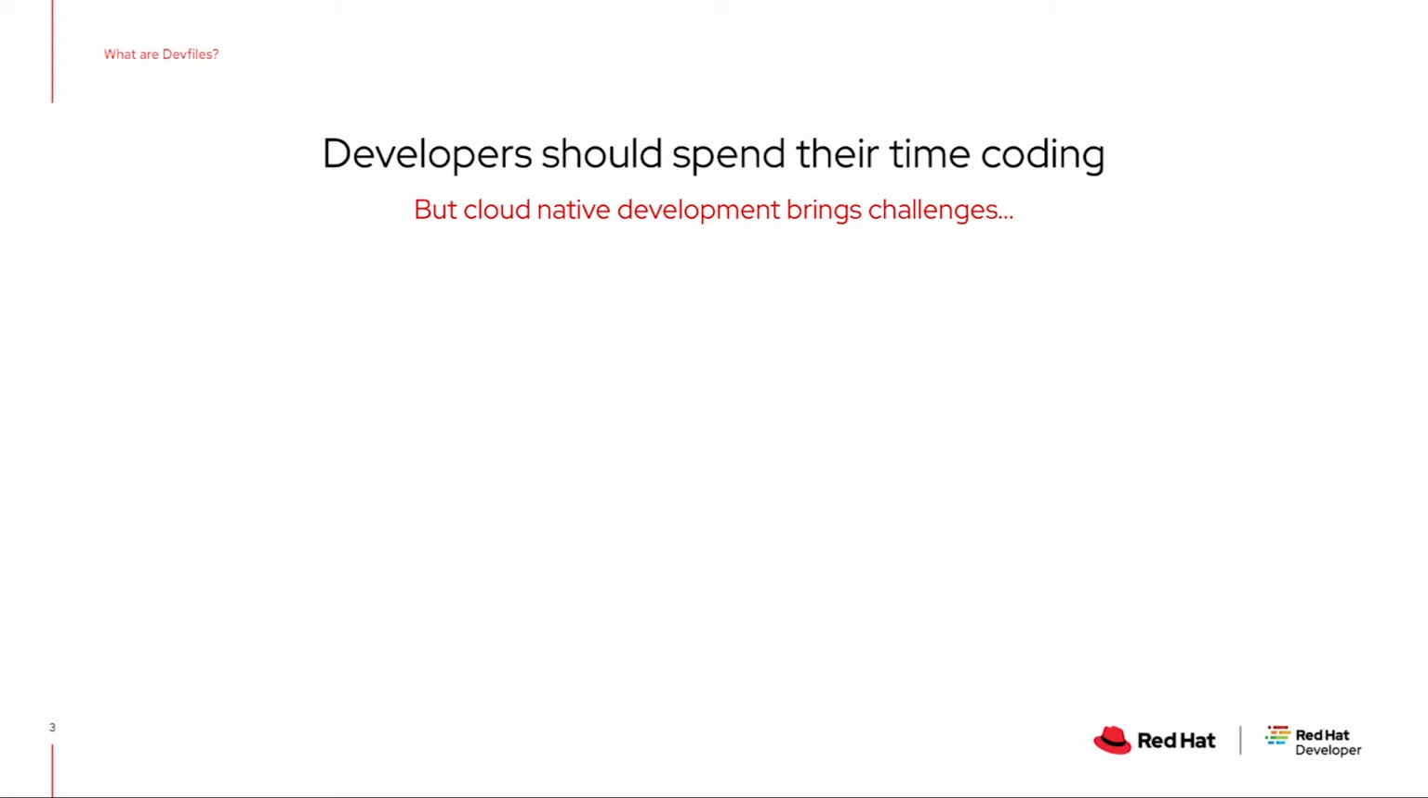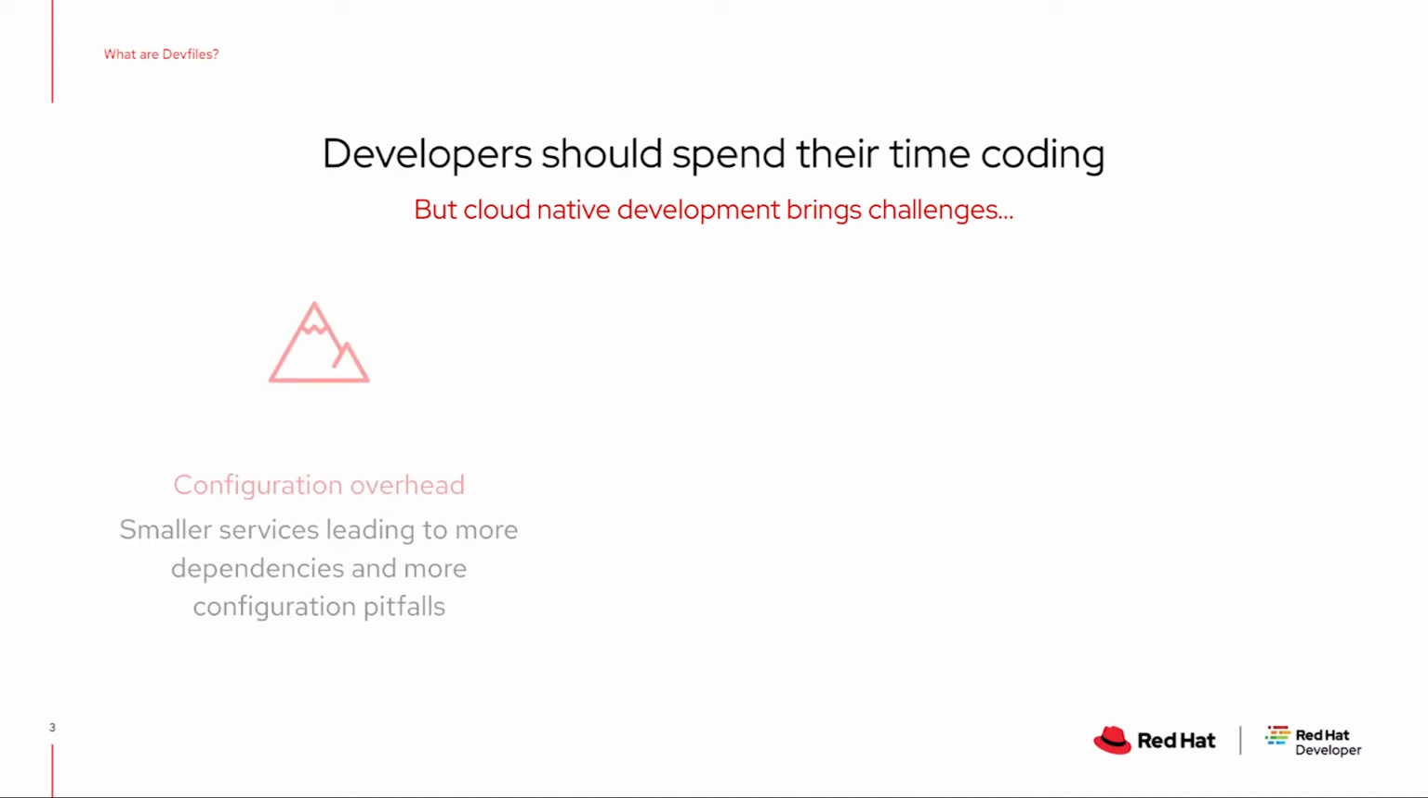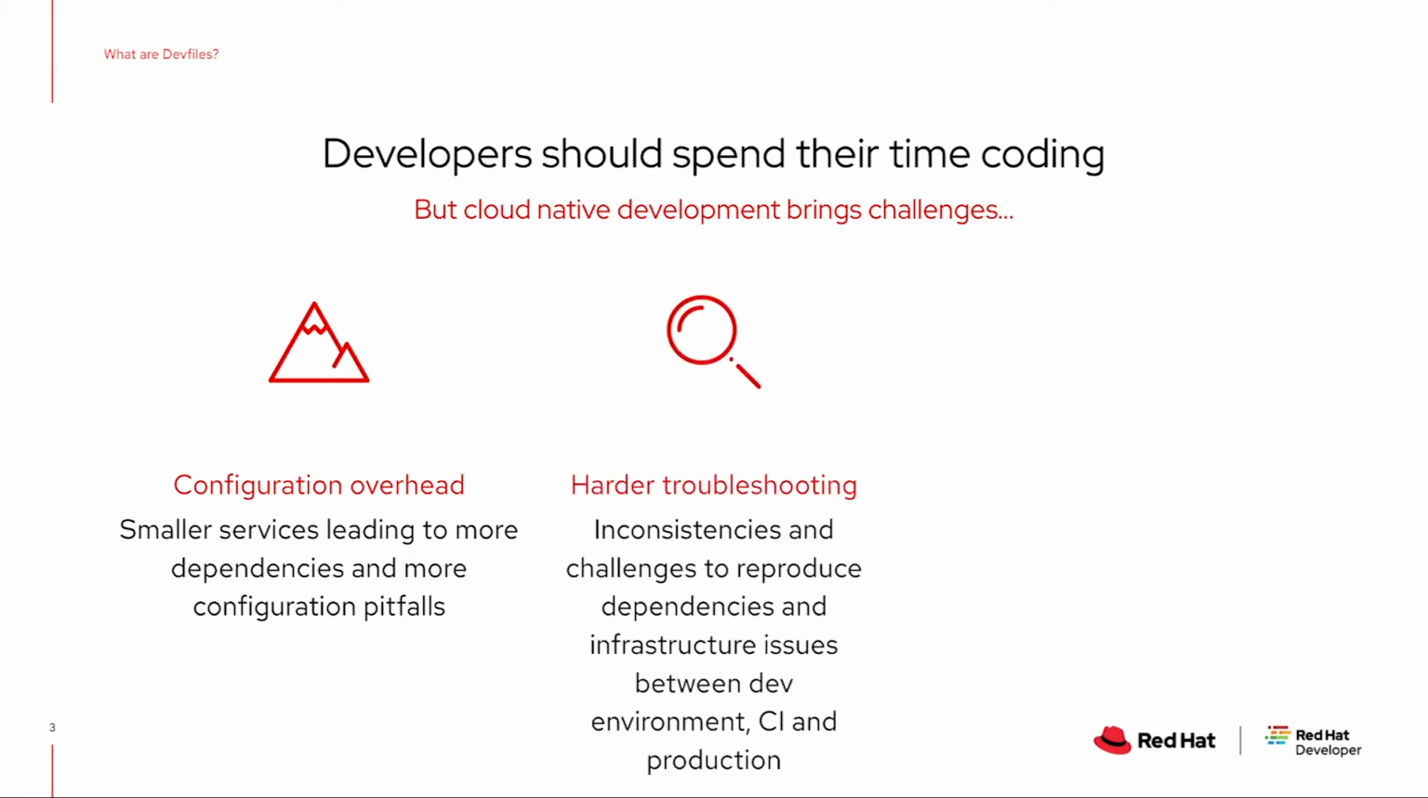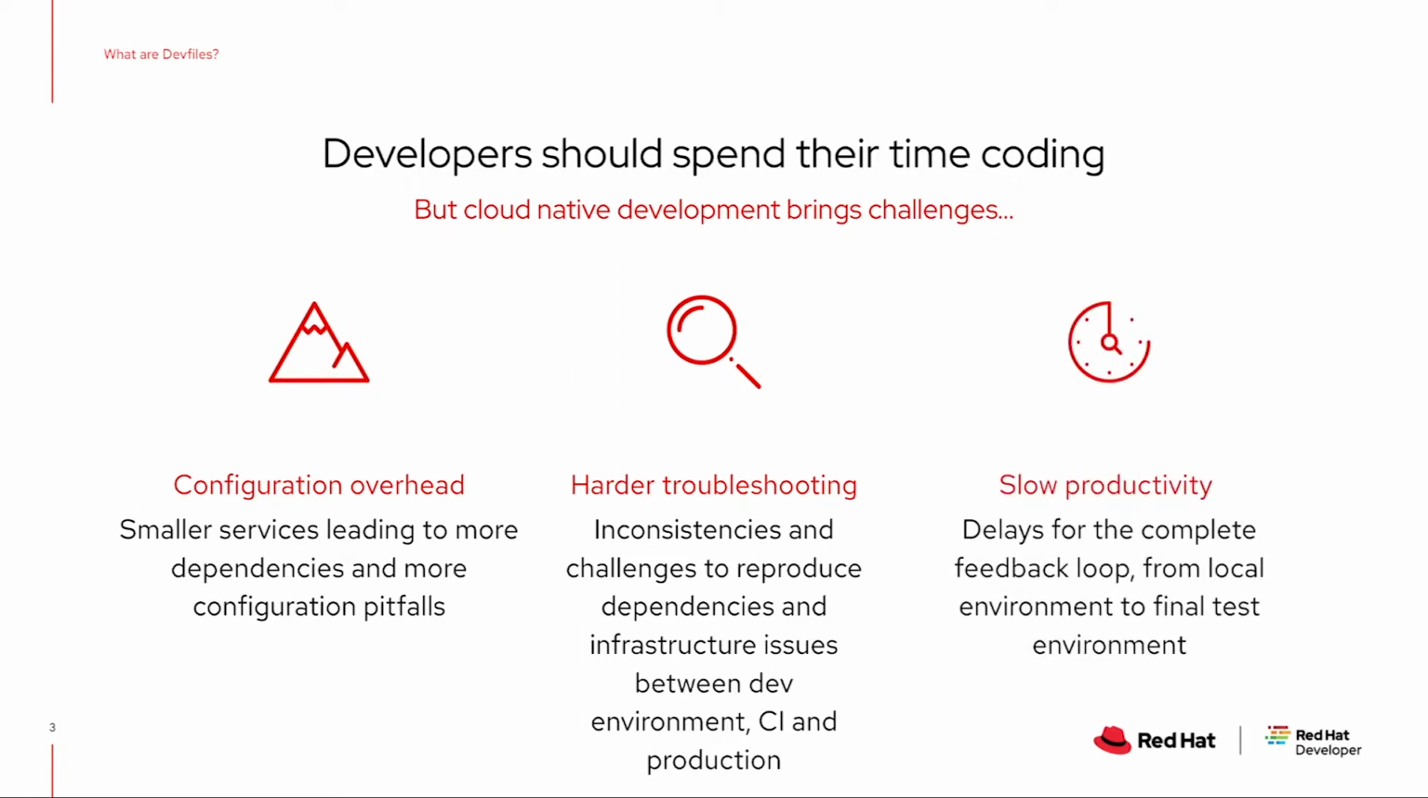So why is it complex? Breaking down typical monolithic applications into smaller microservices introduces configuration overhead to declare dependencies, and more configuration is involved. It is also harder to troubleshoot due to inconsistent setup and infrastructure differences between different environments, CI and production. Also, productivity can be lower due to a bigger feedback loop from the local environment to the final testing environment.